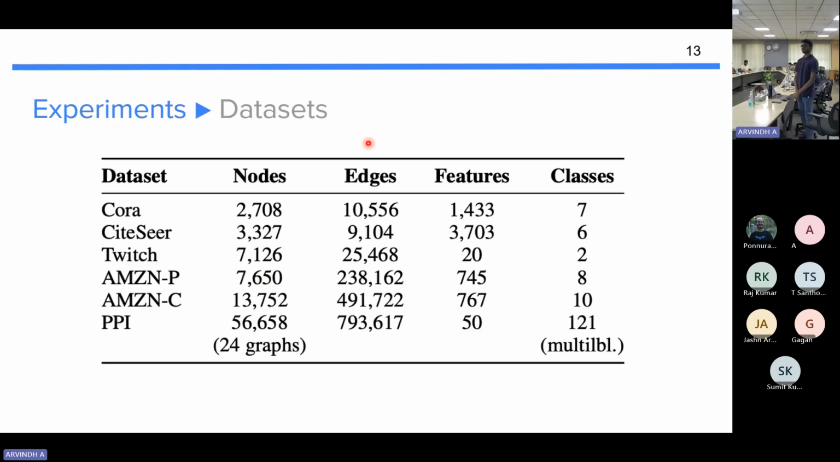I'll now move on to the data sets. So we have 6 data sets from diverse domains. We want CAFIN's formulation to be as domain agnostic as possible.